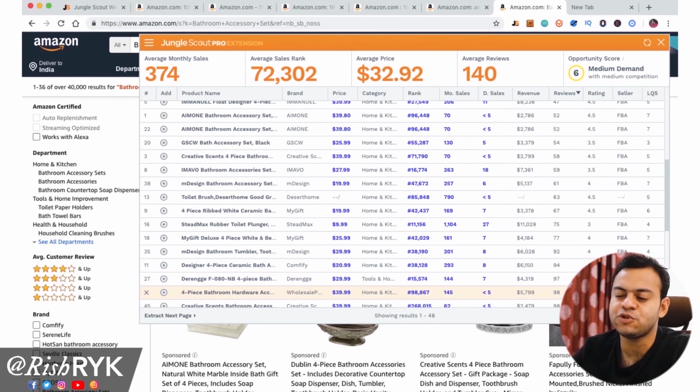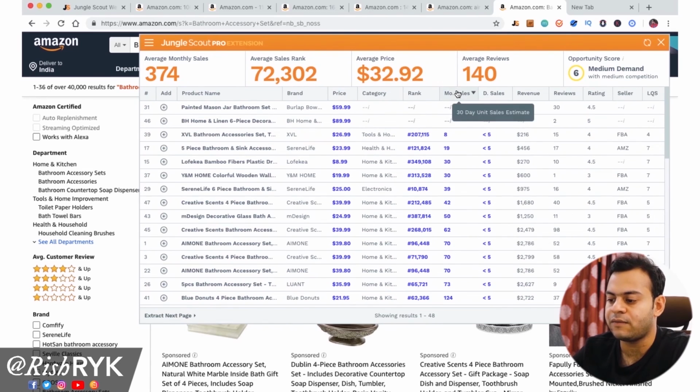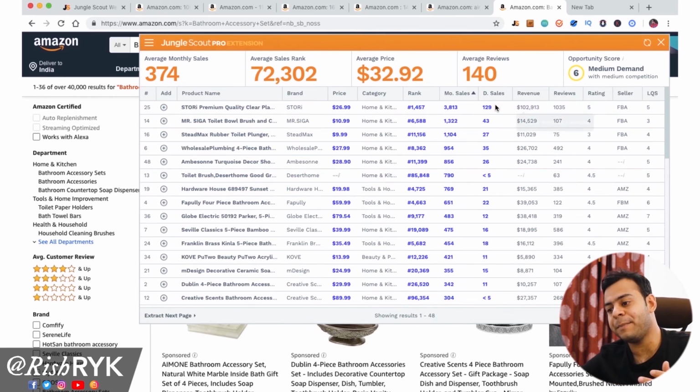So this one seems to be a difficult space to get into, because as you can see, it has a lot of demand in the market, and there are a lot of sellers who might have a good history of selling the product. If you sort it by monthly sales, you see that the reviews over here are pretty high for all of them, and you don't notice that there are a lot of spaces for you to get in.